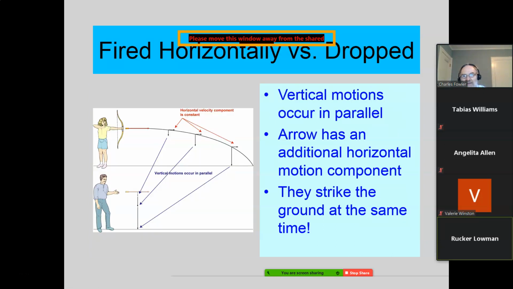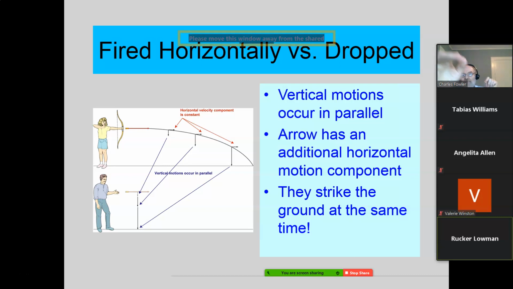And what's the shape of that curve? It's actually called a parabola. Now this is a weird looking illustration and people don't believe it, but it's absolutely true. Here's this gal over here and this guy. The gal is an archer.